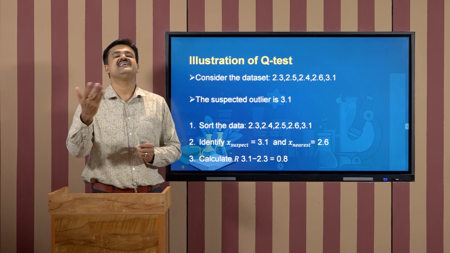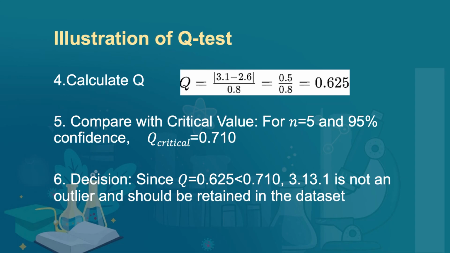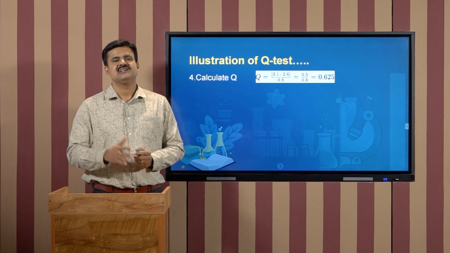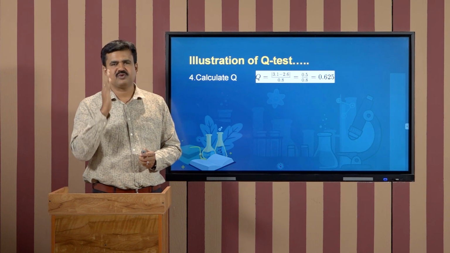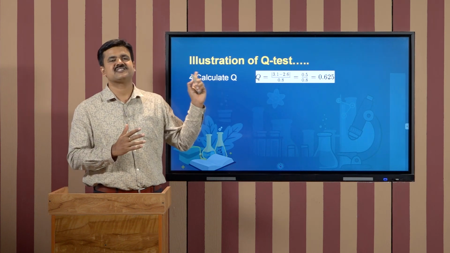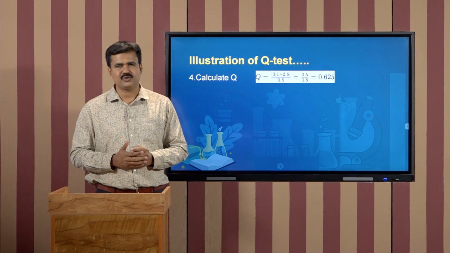Based on this, you can easily calculate the Q value, and the Q value can be calculated by using the expression Q is equal to modulus of 3.1 minus 2.6 divided by 0.8, and that is equal to 0.5 divided by 0.8, and that is equal to 0.625. So, it is very clear that you can calculate the value of Q based on this expression. This expression is previously known to you, and using it you get the value of Q.